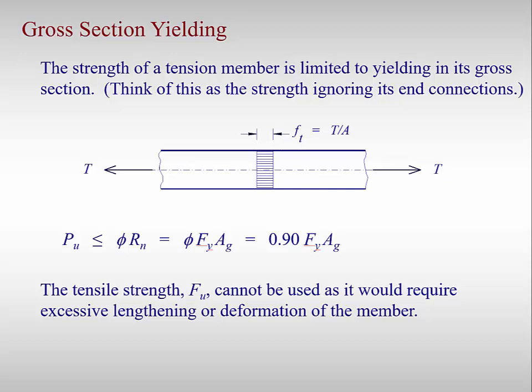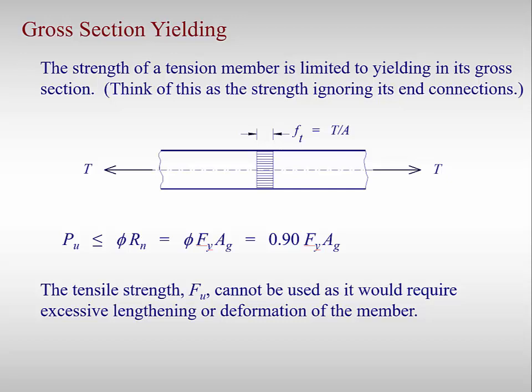Gross section yielding controls the design of a tension member along its length. The limit state is defined by the yield strength of the steel times the gross area of the member. A reduction factor of 0.90 is used to adjust the nominal strength to the design strength. This is equation D2-1 in Chapter D of Part 16.